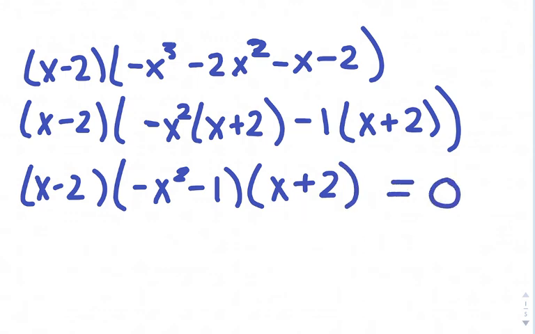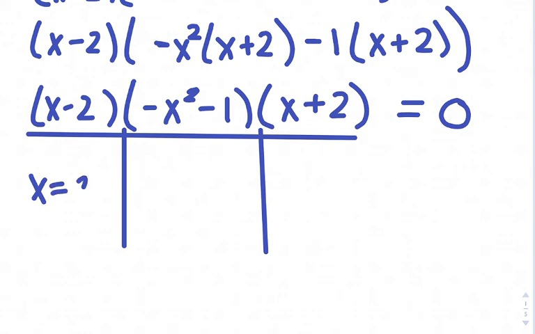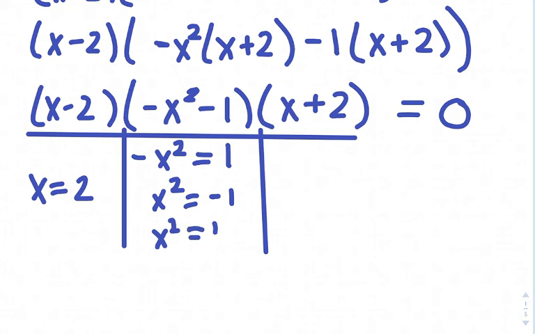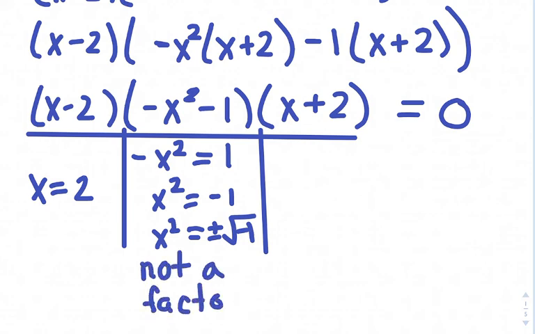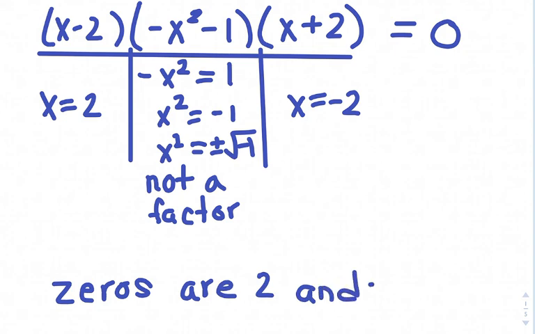So now to find the rest of the zeros, I set them equal to 0. So here, I'm going to get x equals 2. If I set this equal to 0, I add 1 to the other side, divide by negative 1. Notice how you're going to get plus or minus the square root of negative 1. So that's not a real number, since it's an imaginary number. And then over here we're going to get x equals negative 2. So the real zeros are 2 and negative 2.